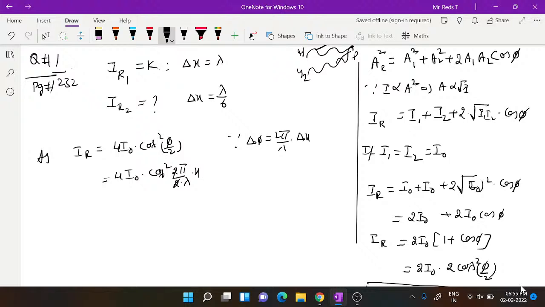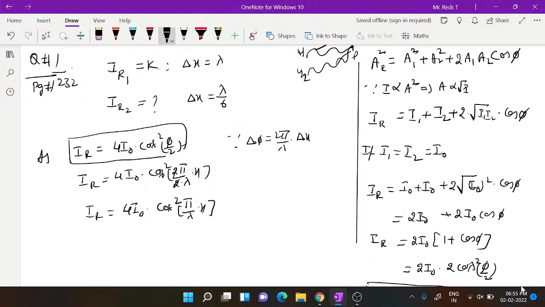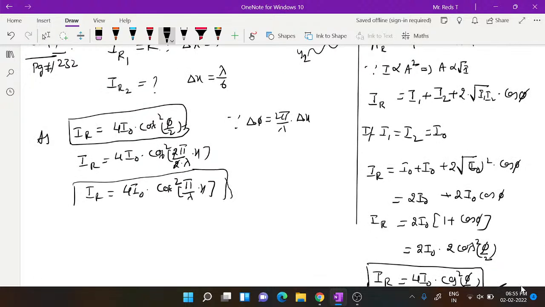So you'll get this is the general expression for intensity in terms of phase difference. This is in terms of path difference. So you can write it as IR is equal to 4 I naught into cos square pi by lambda into x. This is the general expression for intensity in terms of phase difference. This is the general expression for intensity in terms of path difference.